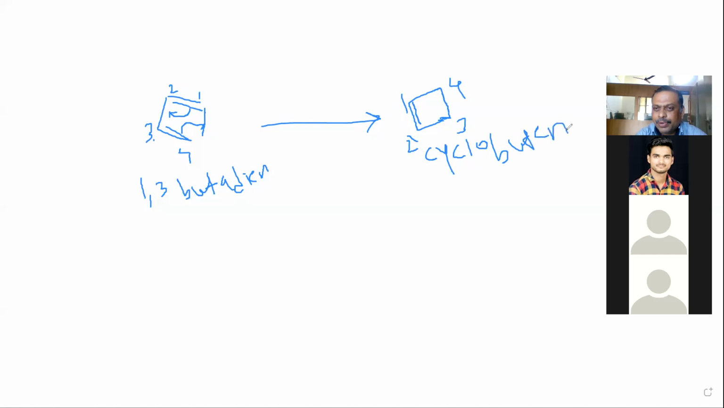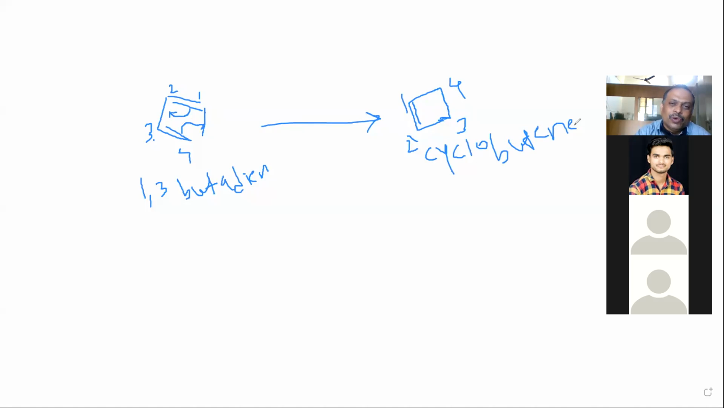That is 1,3-butadiene via pericyclic reactions, whether it may be photochemical or thermochemical. त्याच्यामध्ये दोन आहेत मग, con-rotatory आणि dis-rotatory. तुम्हाला pericyclic reaction झाले का चॅप्टर हा? Pericyclic झाले का?